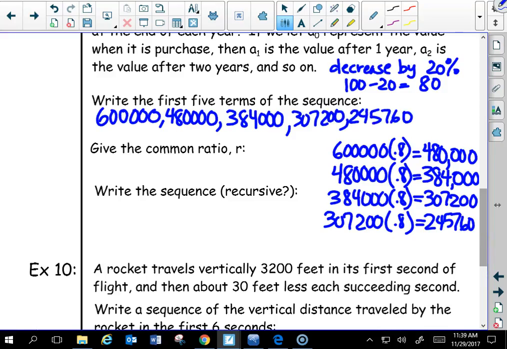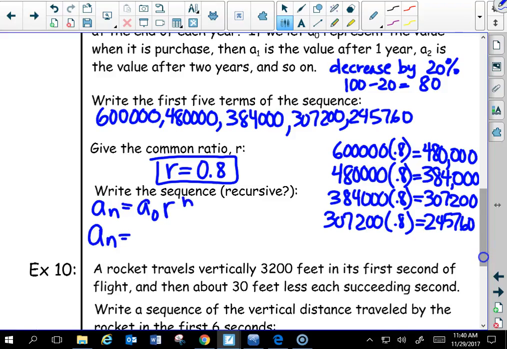Common ratio is the thing that's under the exponent, the base of the exponent. And for the sequence, we have a sub n. That's the initial price of 600,000 times r to the n. 600,000, sorry. And the base of my exponent is 0.8. And we are done with that problem.